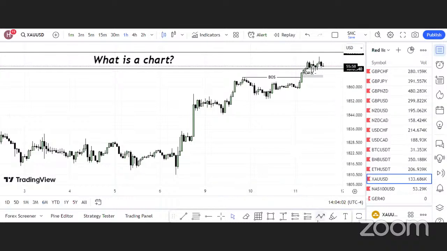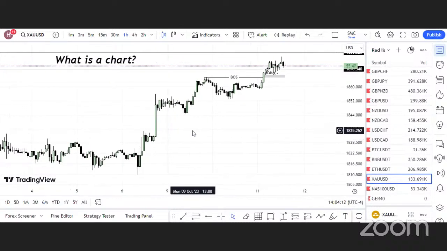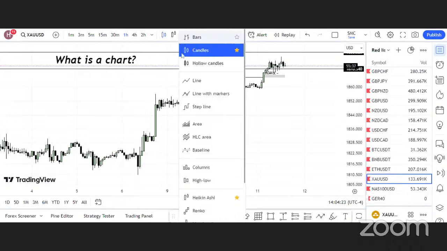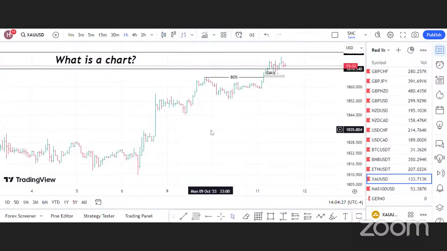Now talking about the forex chart, we have three types of charts. We have the line chart, we have the bar chart, and then we have the candlestick chart. I'll just be showing you how those charts look like. So let's start with the bar chart.